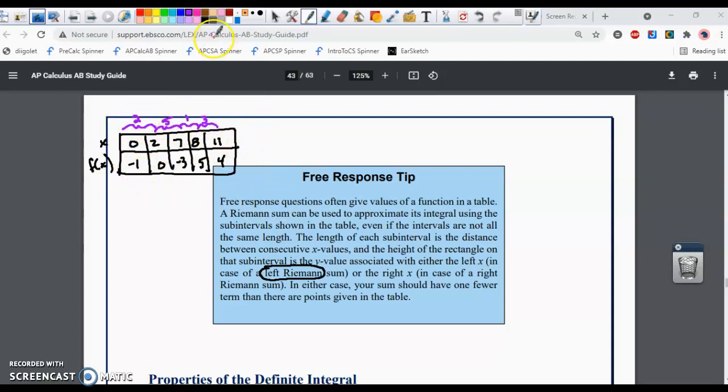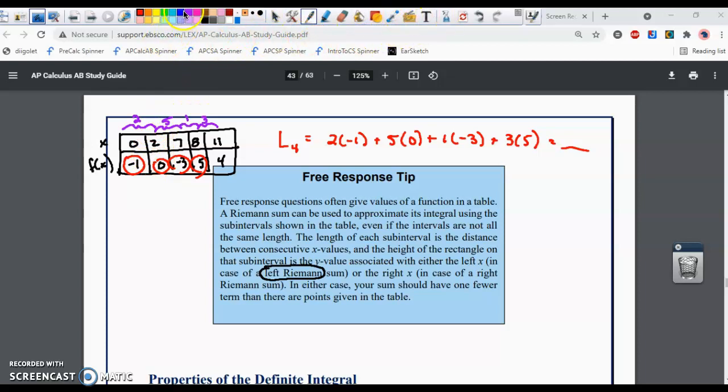But your heights, if you want a left Riemann sum, would be times -1, times 0, times -3, times 5. So your base times height for a left Riemann sum with 4 rectangles would be 2 times -1 plus 5 times 0 plus 1 times -3 plus 3 times 5, okay, which is whatever. So that's a left Riemann sum.